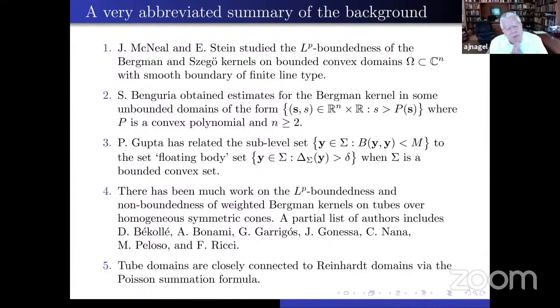And finally, I mentioned that tube domains are closely connected to Reinhardt domains via the Poisson summation formula. And of course, there's a huge amount of work done on Reinhardt domains as well. So there's all sorts of important background on this.